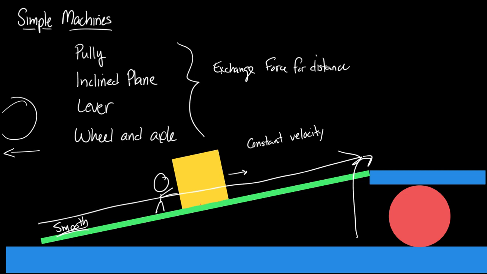So ramps are there to reduce the amount of force necessary to lift something to a different height, at the expense of having to go a bigger distance. There's lots of ways that an inclined plane can be made. This is just one. If you take an inclined plane and wrap it around an axle, you get a screw. A screw is an inclined plane that's been rolled.